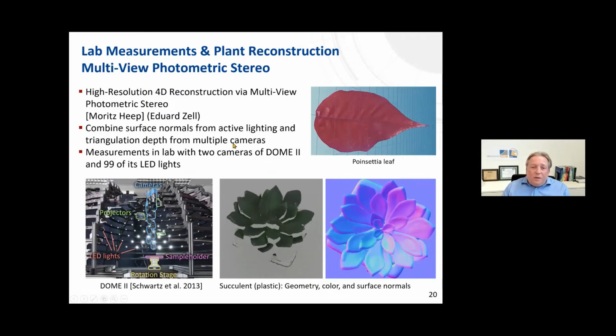So to some degree, also the triangulation depths from multiple cameras is needed to address depth jumps over the edges of leaves. And the experiments you see here have been made in the dome developed by the group of Reinhard Klein, computer graphics in the computer science department here, where 2 cameras were used and only half of the LED lights, so that the true color of these surfaces and the geometry and surface normals can be reconstructed from this artificial plant.